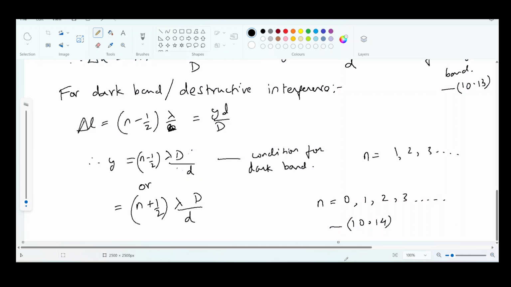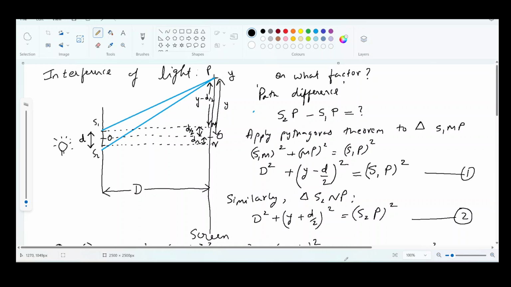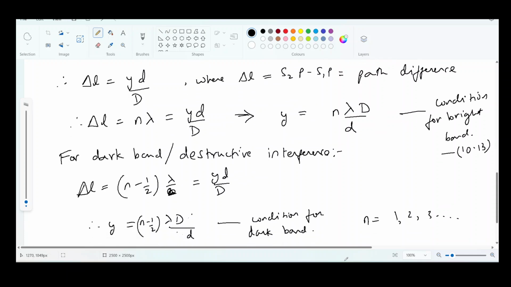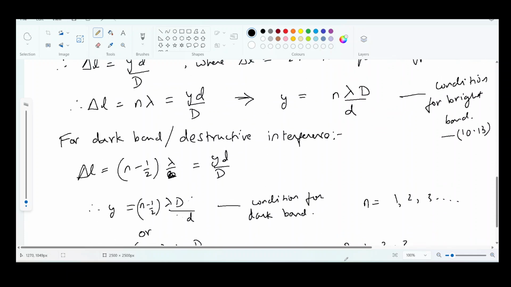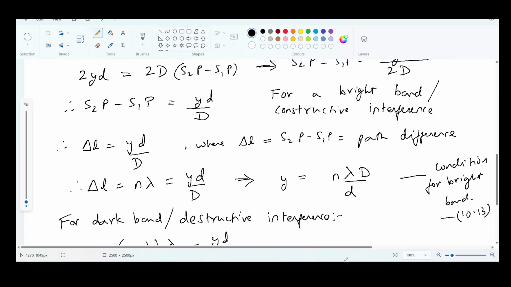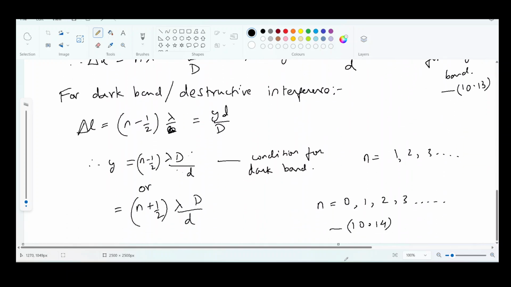So, to answer the question whether I will get a bright band or a dark band, all I have to do is plug the value of y in 10.13 and check whether it satisfies the equation. If it does, then it will be a bright band. If it doesn't, then I have to check whether it satisfies 10.14. If it satisfies 10.14, it is a dark band. Okay. So this is what we have as the derivation for a bright band and a dark band.